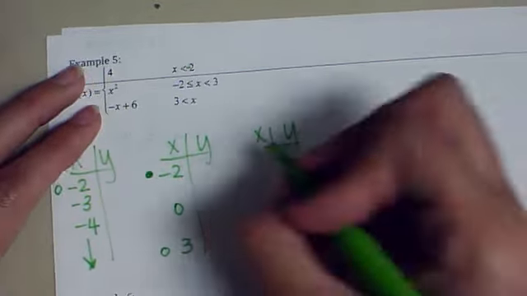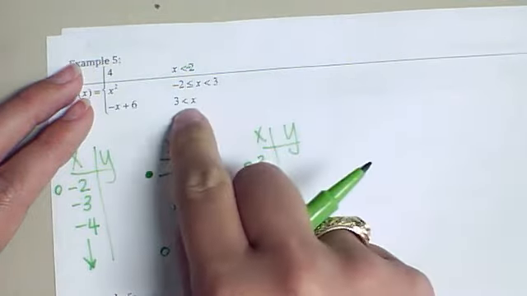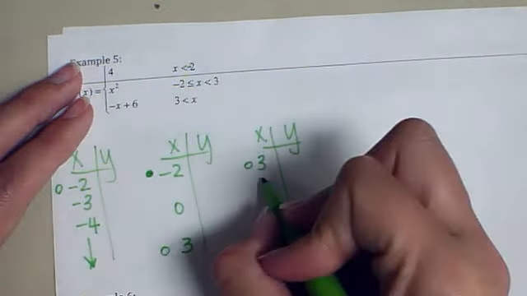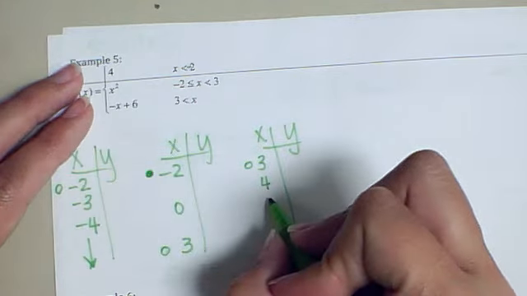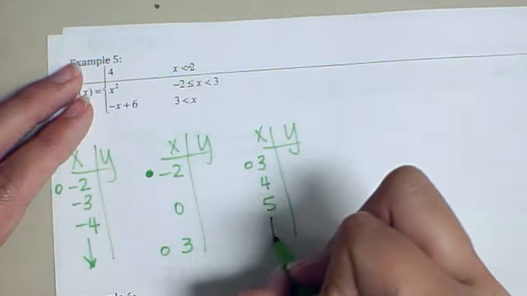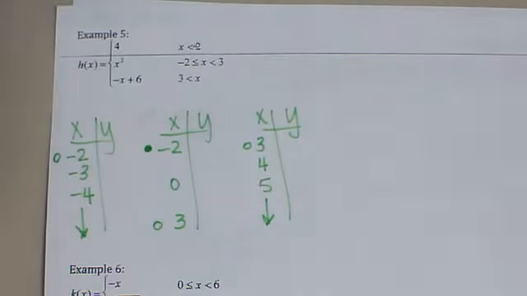Let's look at the last piece. We're going to start at 3. Again, an open circle because there is no line underneath. And values greater than that. 4, and maybe 5, and on and on and on. And now we need to plug those in.